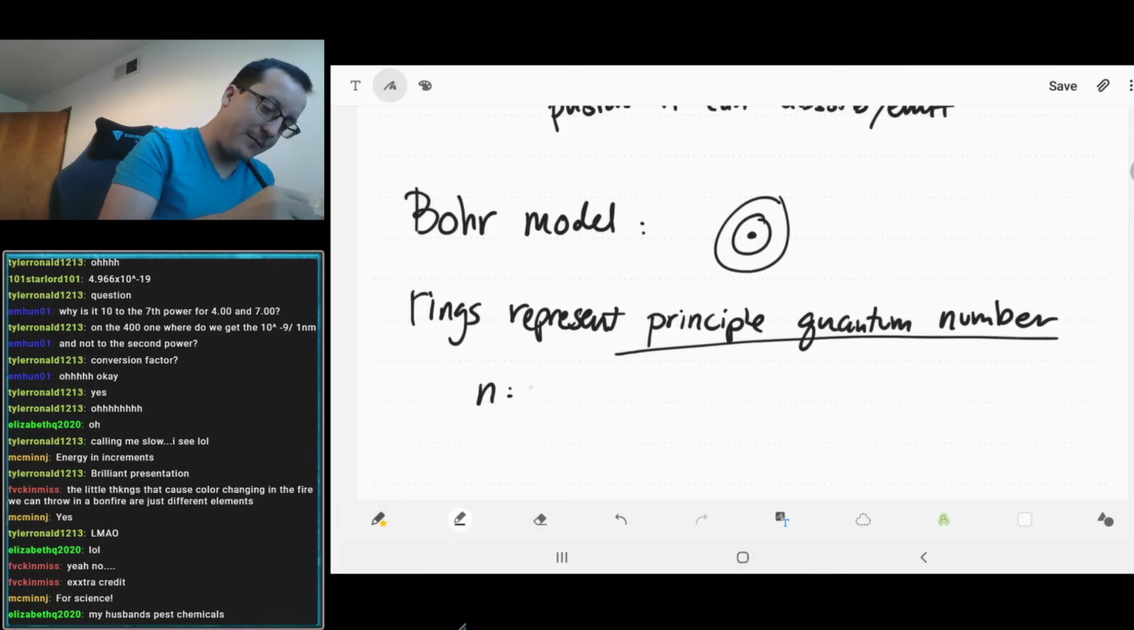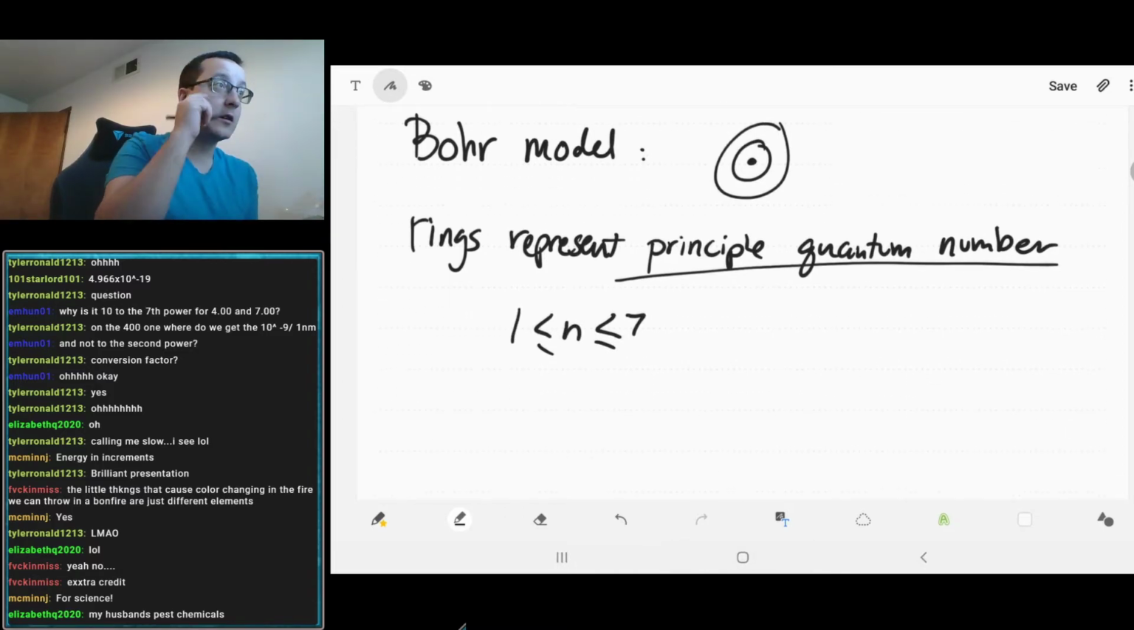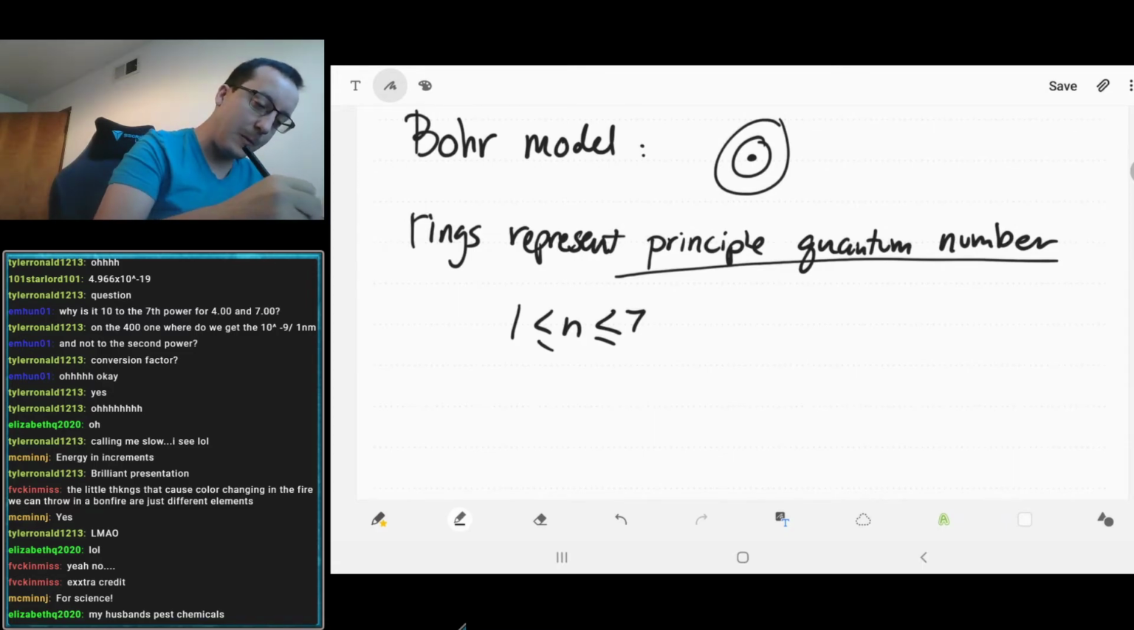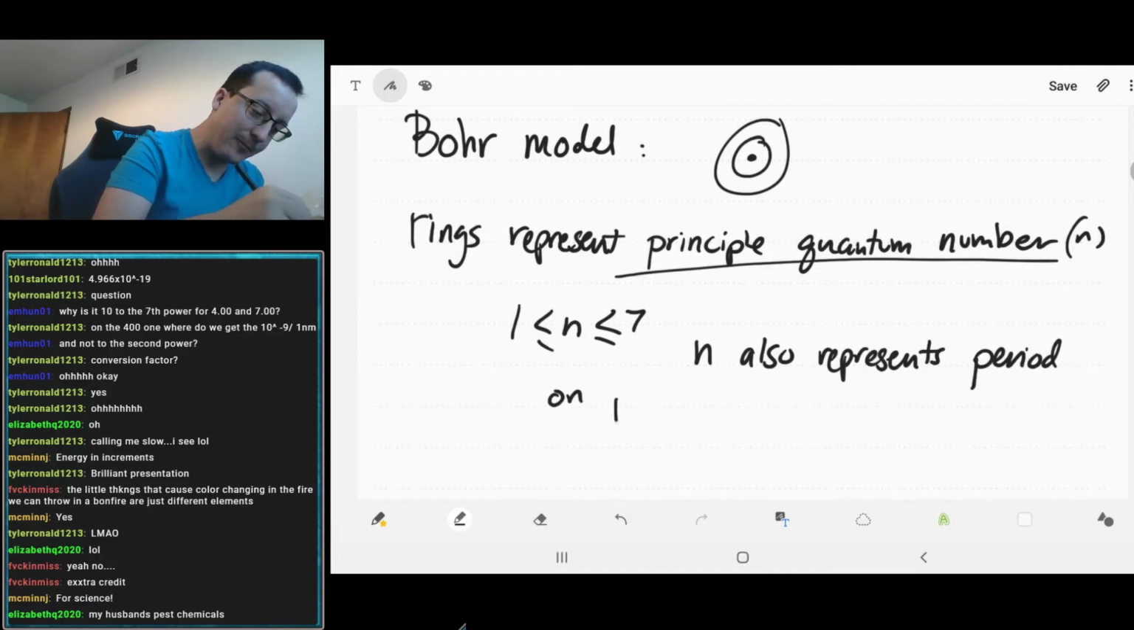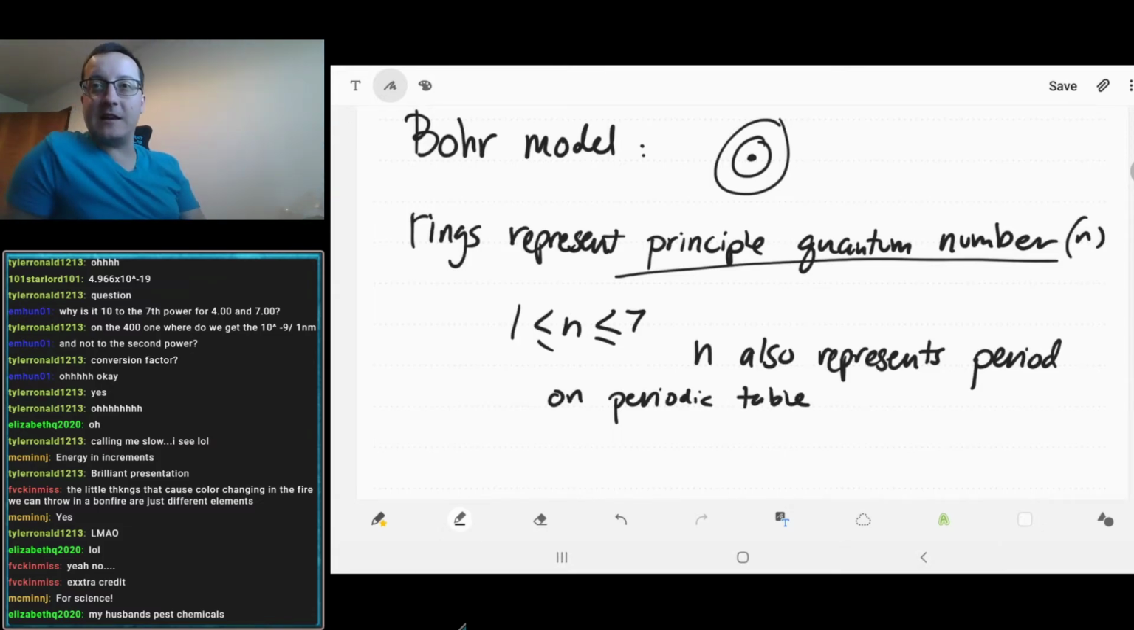N can go from between 1 and 7, inclusive. And also, N is the principal quantum number. It represents the period on the periodic table. So remember that the periodic table has 7 rows, right? Those will be what are represented by this principal quantum number.